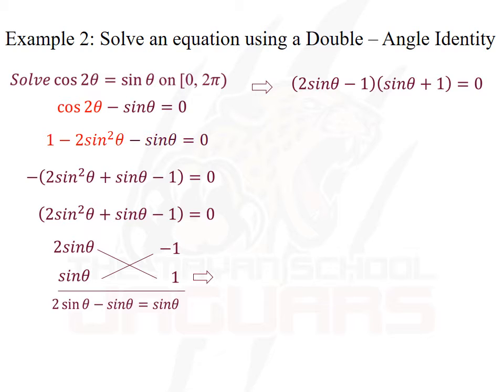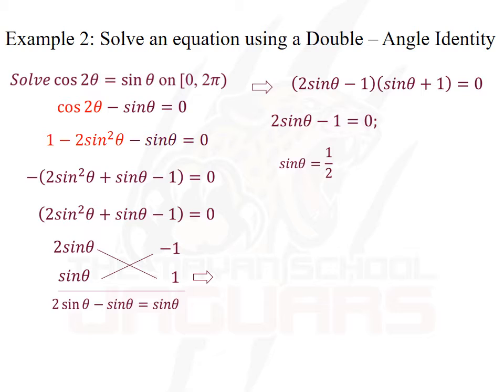Therefore, I continue. The factors that I have are 2 sine of theta minus 1 times sine of theta plus 1, and this must be equal to 0. Now, what do I do at this point? At this point, I have 2 factors, and what I need to do is set, by using the zero product property, each factor equal to 0. So 2 sine of theta minus 1 equals 0, or sine of theta plus 1 equals 0. Let's begin solving the first one.